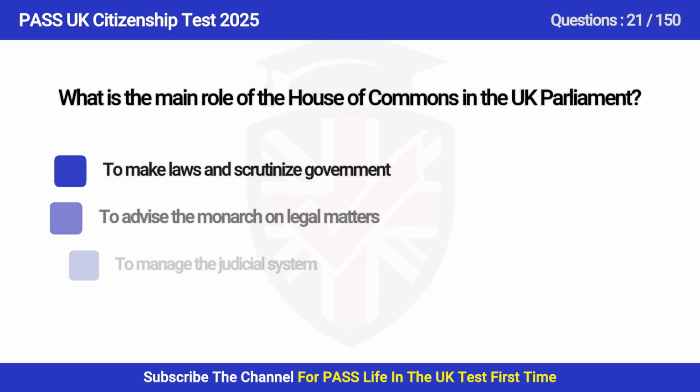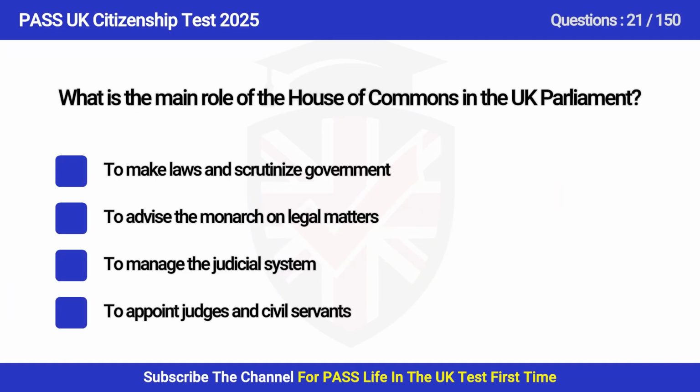Question 21. What is the main role of the House of Commons in the Parliament? A. To make laws and scrutinise government, B. To advise the monarch on legal matters, C. To manage the judicial system, D. To appoint judges and civil servants.